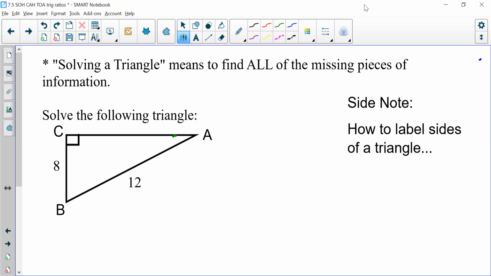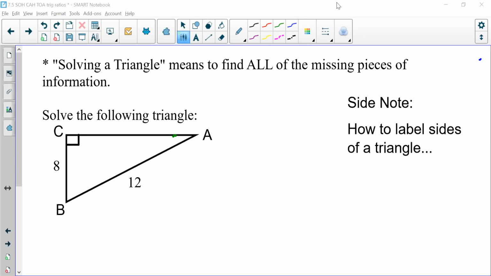This part of our lesson is still using SOHCAHTOA, so keep your sine, cosine, tangent formula triangles available to you. But in this question, it says solve the triangle. And when it says to solve the triangle, that means you need to find everything not given to you. So find all of the missing pieces of information.